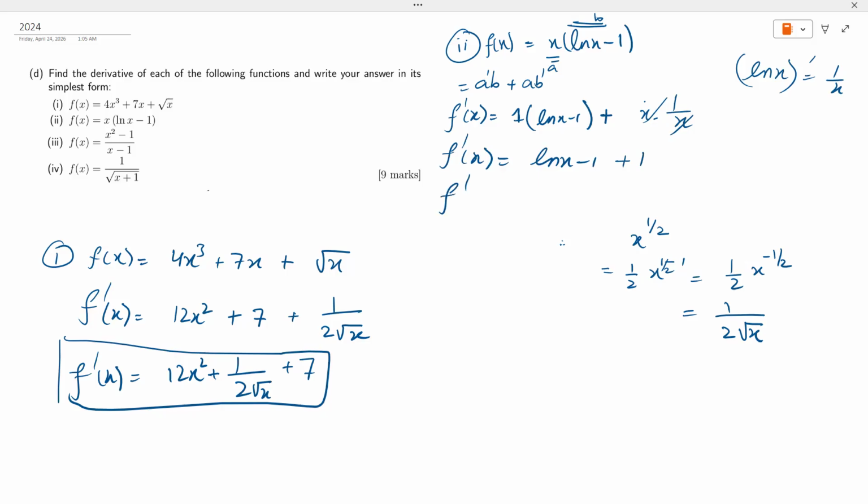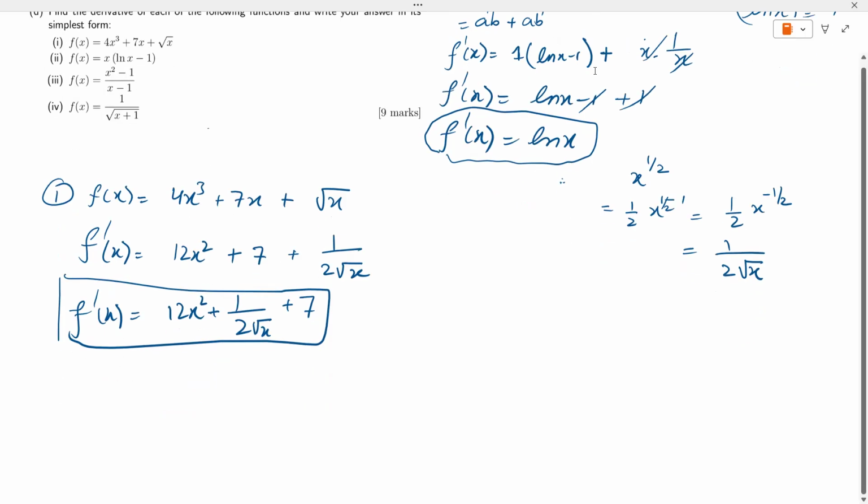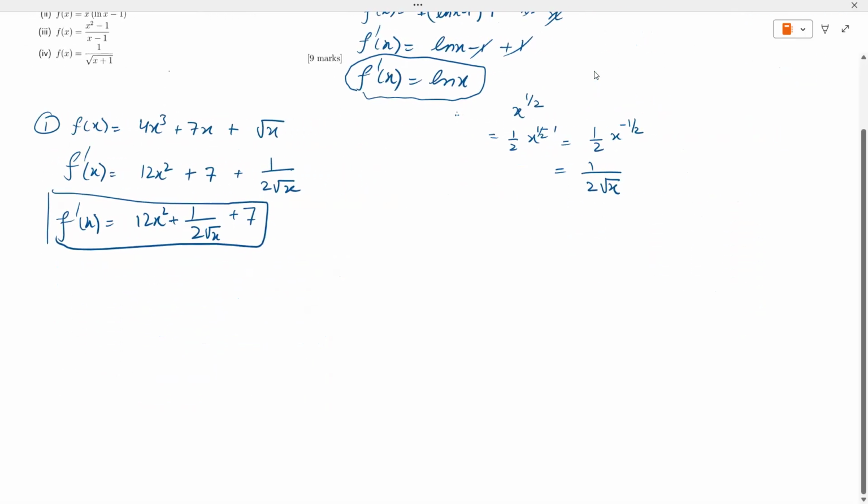So your answer would be ln x, because this minus 1 would cancel out with this one. And at the end, you will just be left with f bar, the derivative, which would be ln x just. Now, let's focus on the third part.